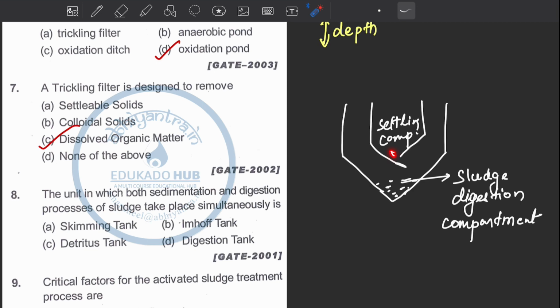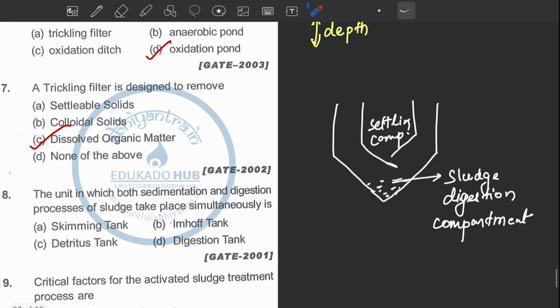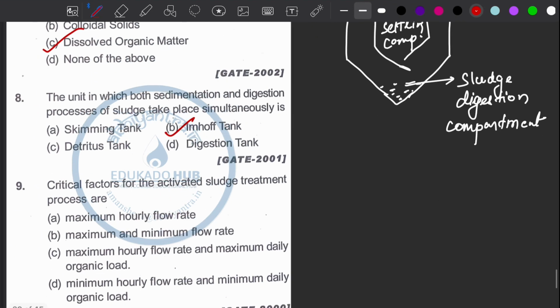So with sewage flowing only through upper sedimentary chamber and no flow of sewage in lower digestion chamber, the sewage will only flow into this upper chamber. In this lower one there will not be any flow of sewage, only the settled particles will slide down to this, and this will be digested. So the unit in which both sedimentation and digestion process of sludge takes place is known as Imhoff tank. So the correct option is option B.